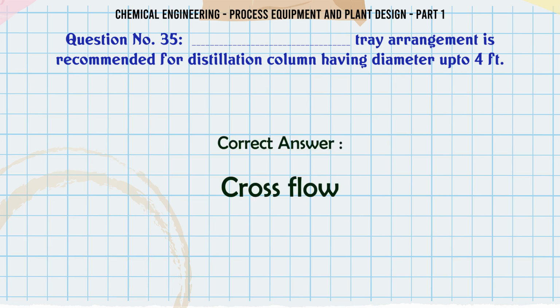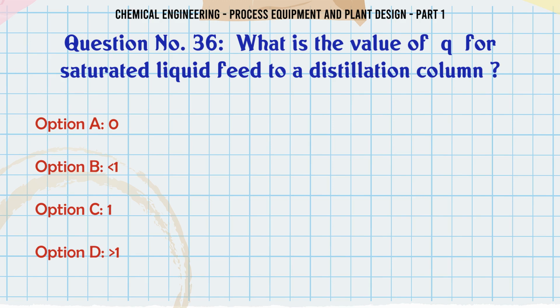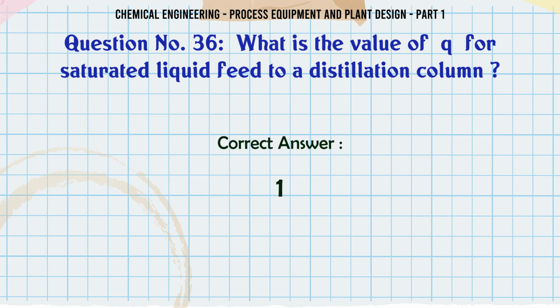The correct answer is cross flow. What is the value of q for saturated liquid feed to a distillation column? A. 0. B. 1. C. 1. D. 1. The correct answer is 1.